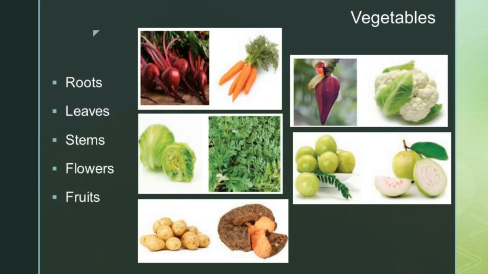First, roots. Example, beetroot and carrot. These are the root part of the plant. Next, leaves. Example, curry leaves and cabbage. Next, stems. Example, potato and yam. These are the stem part of the plant. Next, flowers. Example, banana flower and cauliflower. Next, fruits. Example, Amla and guava.